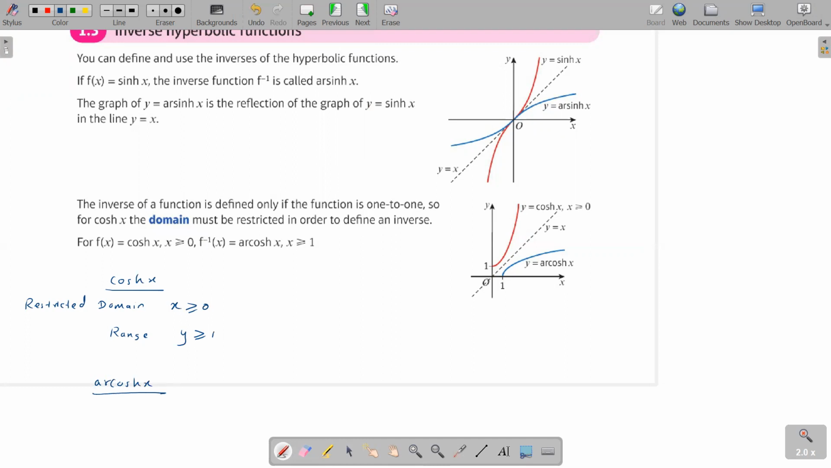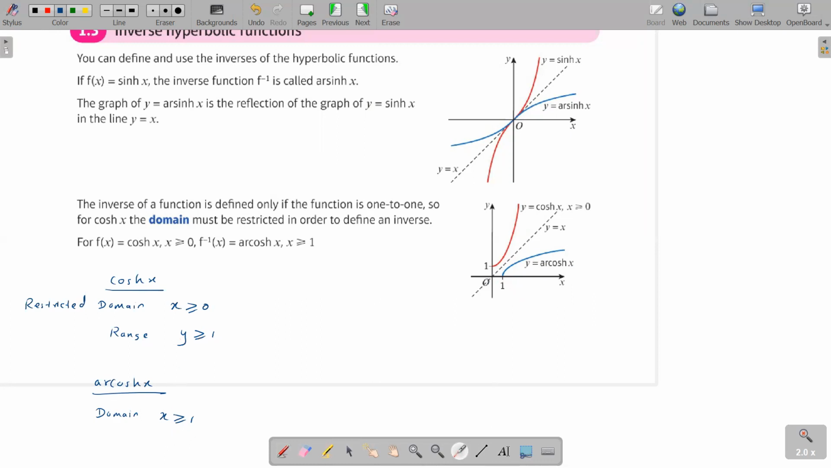you know how it works, right? The domain becomes the range and the range becomes the domain, right? So for the inverse graph, the domain is going to be what? In the blue graph, the set of x values are going to be x values greater than or equal to 1, right, guys? You can see here the range of the cos x becomes the domain of the R cos x.